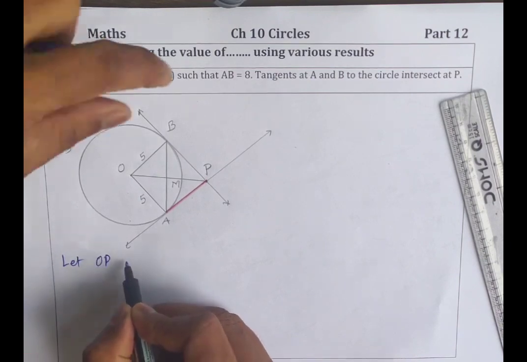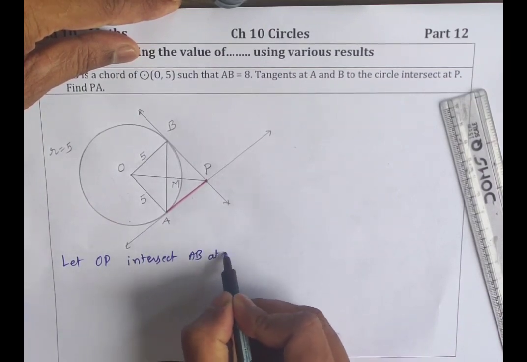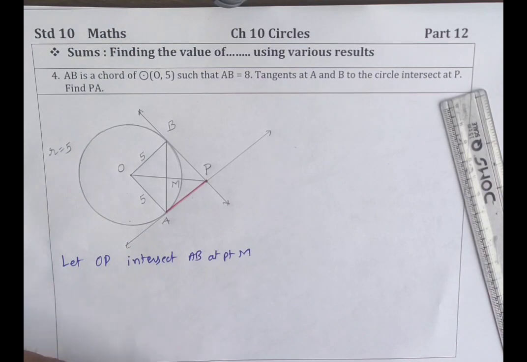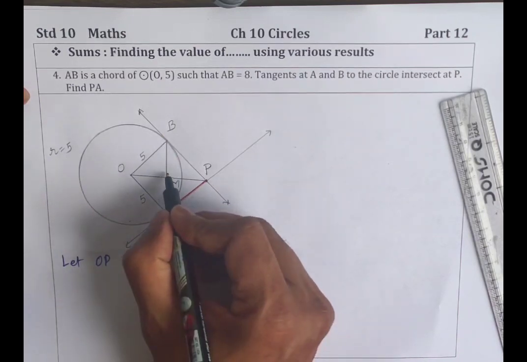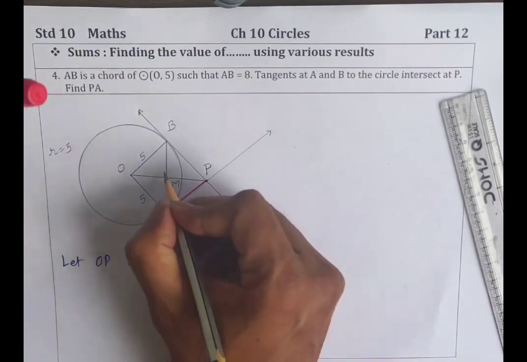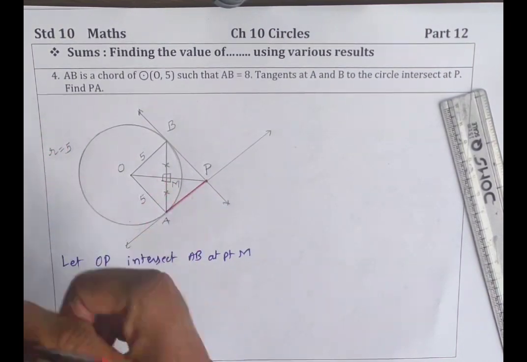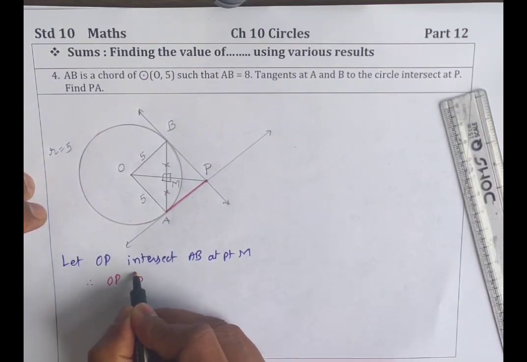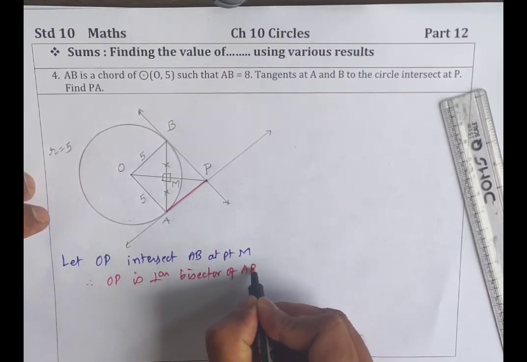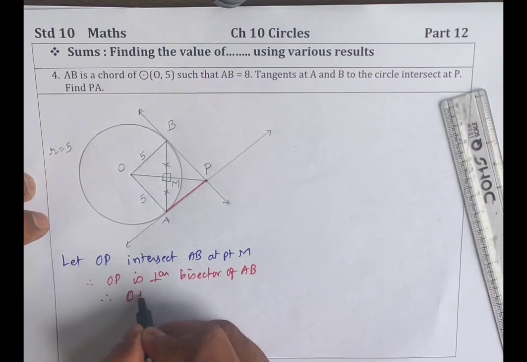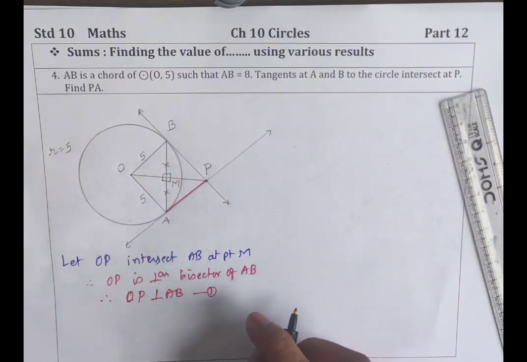Let OP intersect AB at point M. Children, now you should know this result. Do you remember? OP is the perpendicular bisector. So M is not only the midpoint, but it is also perpendicular to AB. So I am writing that. Therefore, OP is the perpendicular bisector of chord AB. Therefore, OP is perpendicular to AB. Result 1. So all these angles are right angles.